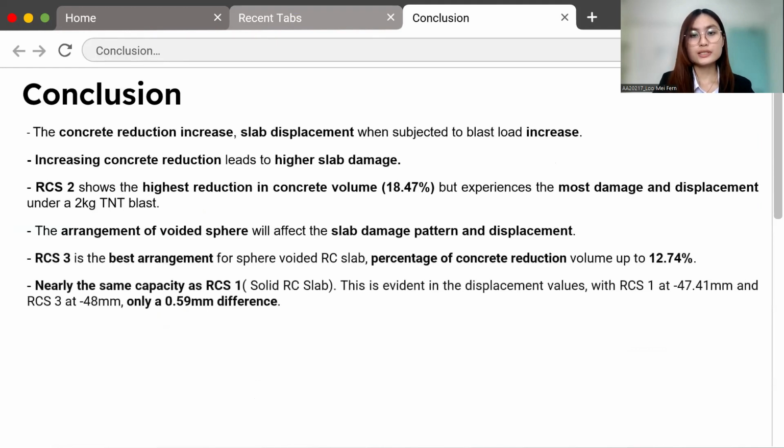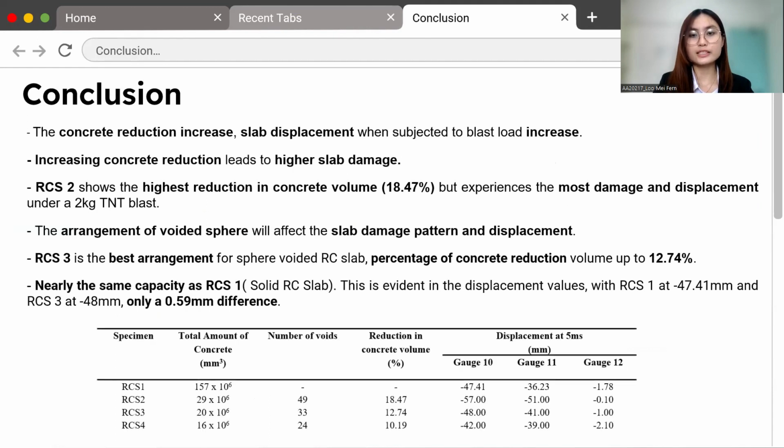In conclusion, the results indicate that as concrete reduction increases, slab displacement under blast load increases. Increasing concrete reduction leads to higher slab damage. For example, RCS2 showed the highest damage and displacement with an 18.47% reduction in concrete volume. Lastly, the arrangement of voided spheres will affect the slab damage pattern and displacement. RCS3 is the best arrangement for the sphere-welded RC slab, with nearly the same capacity as RCS1.